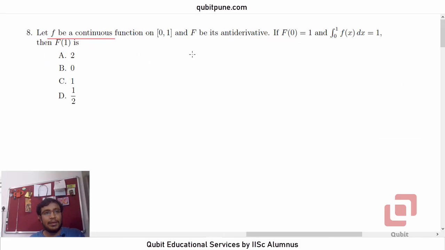Question 8. Let f be a continuous function on the closed interval 0 to 1, and let F be its antiderivative.